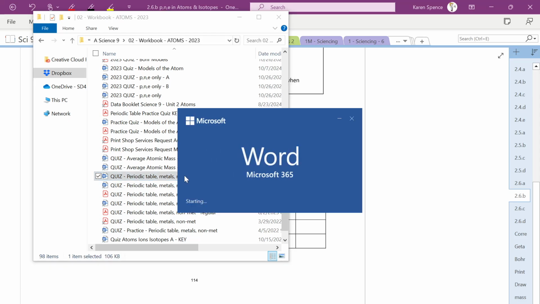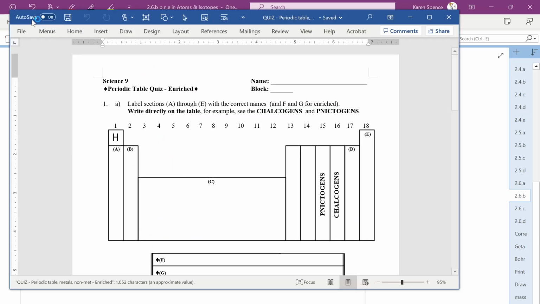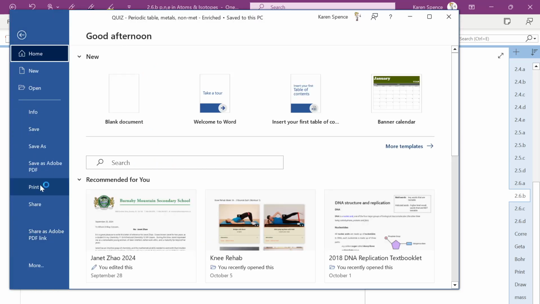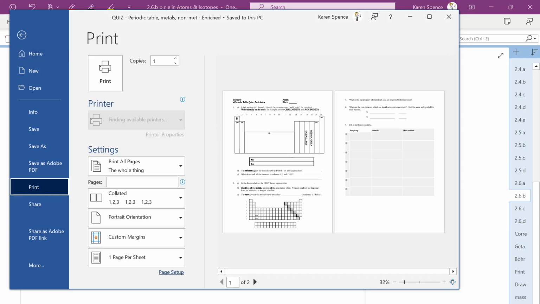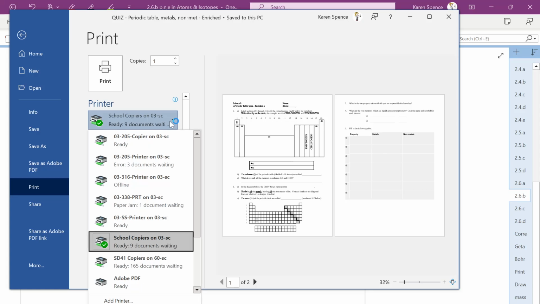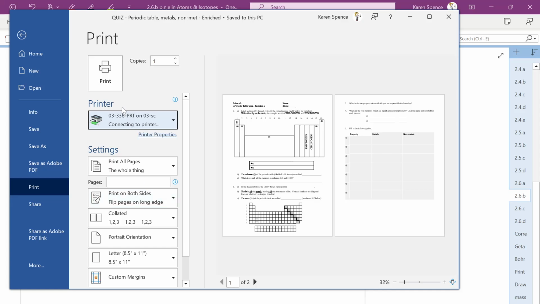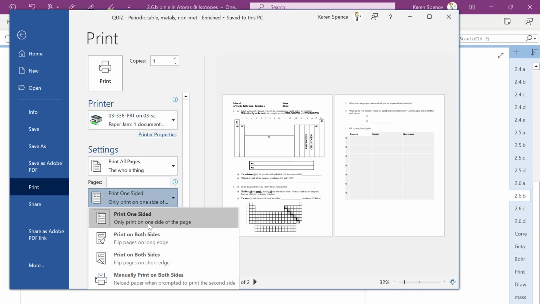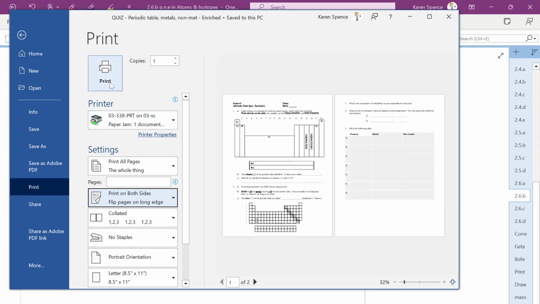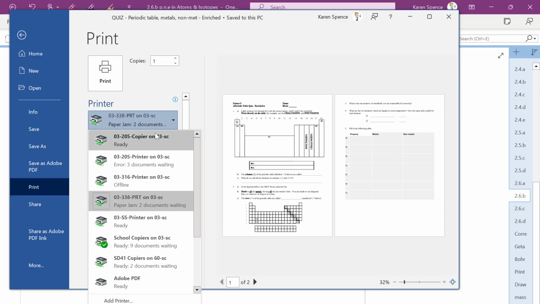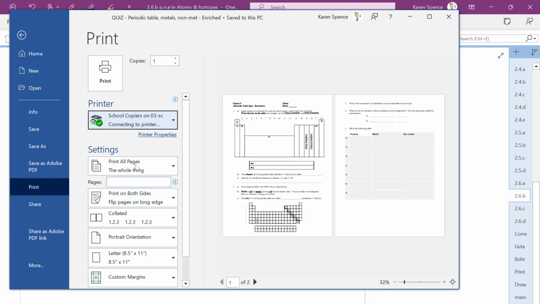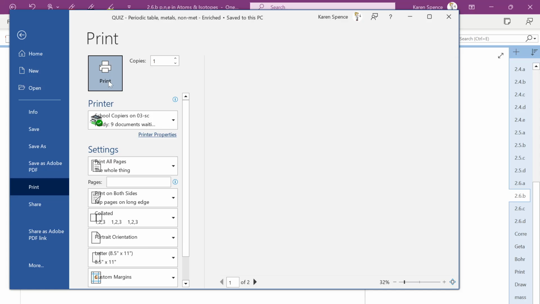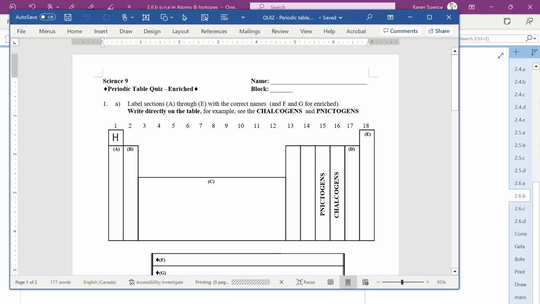File. Print. And then which printer do we go to? 338. Print on both sides. Paper jam. Sorry. Okay, I'm gonna print it to the school copiers. It'll take me one more minute. Okay. And print. Okay, I'll be right back. Thank you so much. Folks, I just have to print something out. I'll be right back.